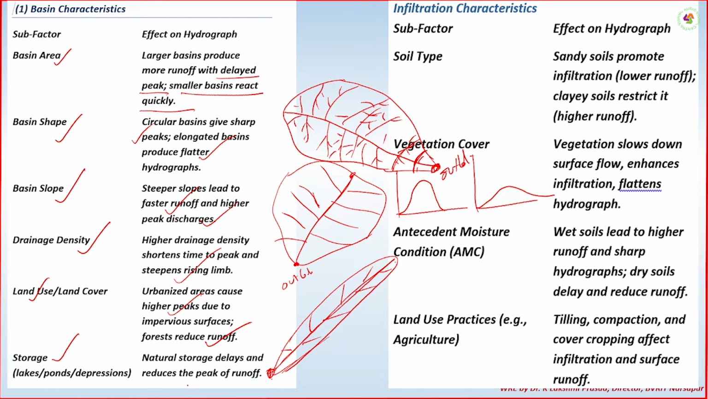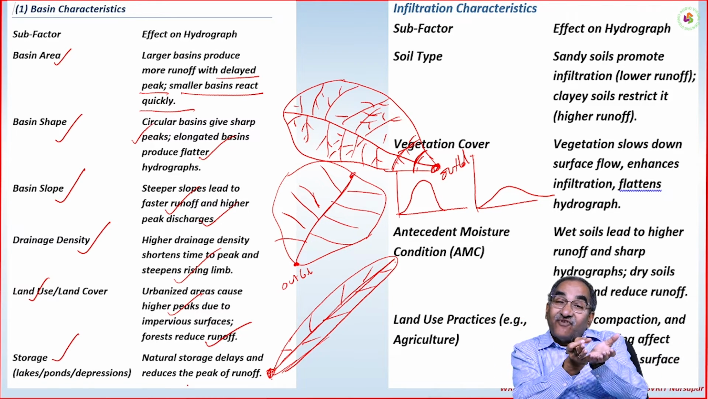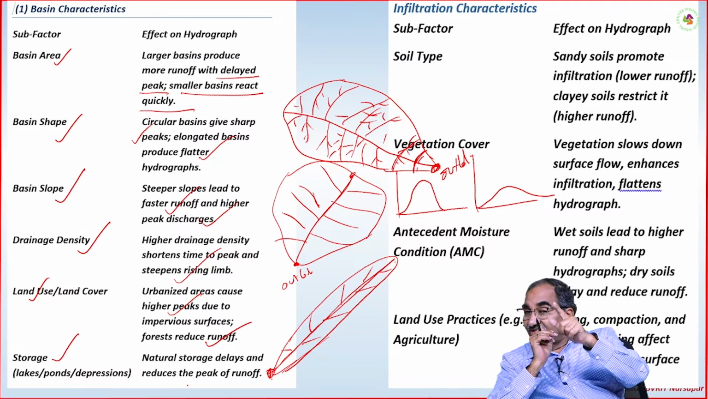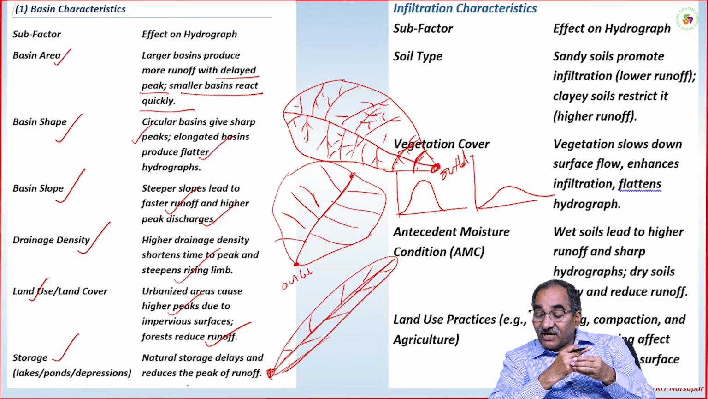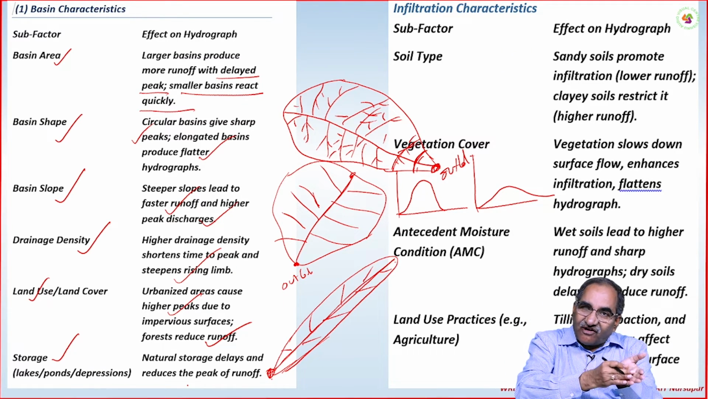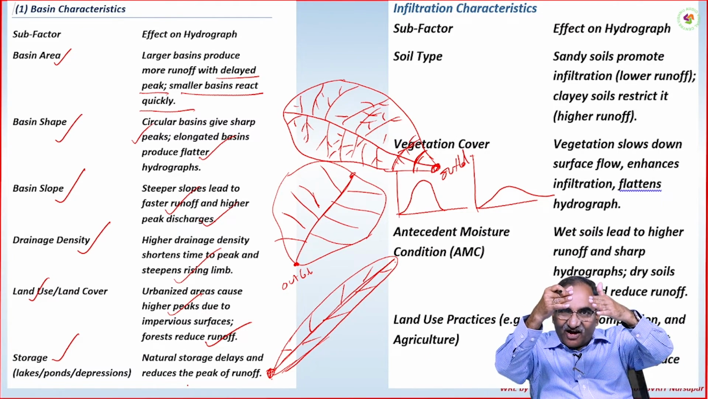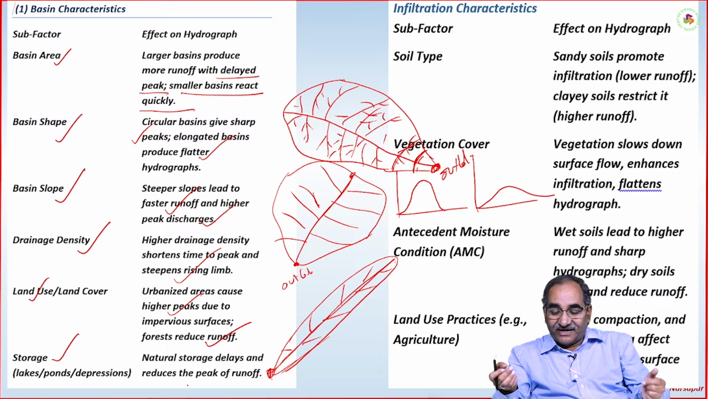Then antecedent moisture condition means what the soil moisture condition already is. If it is already wet soil, naturally runoff will be very high. If it is dry soil, more water percolates into the ground, therefore the runoff is less. So whether the hydrograph rises sharp or flatter, or the peak reaches fast, depends on these things.